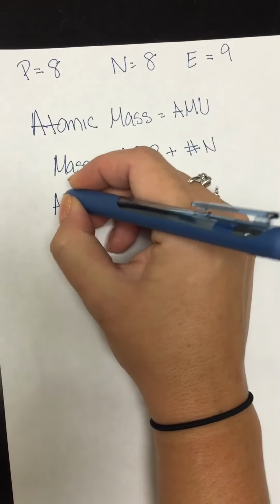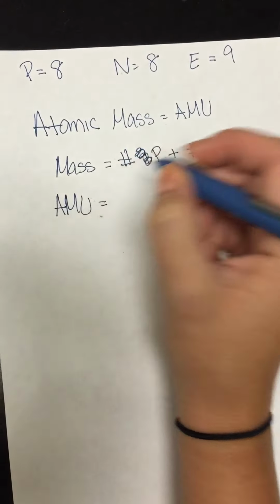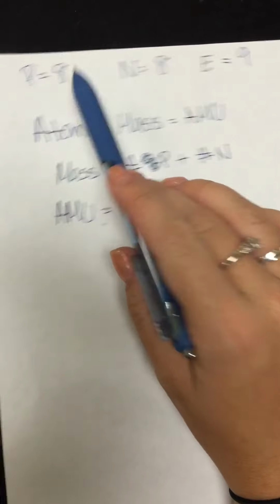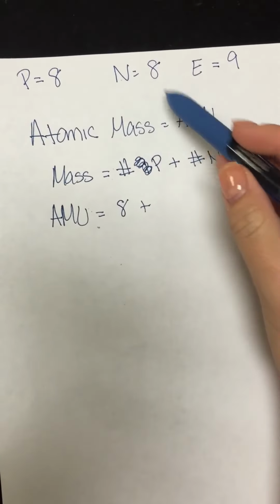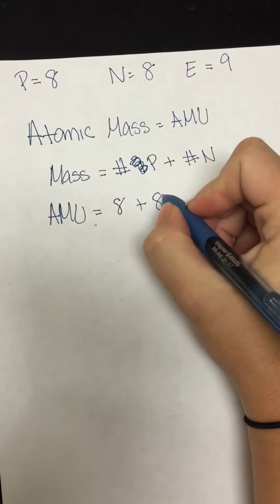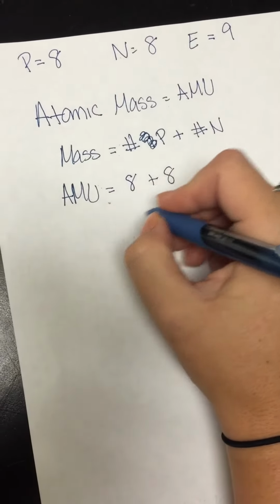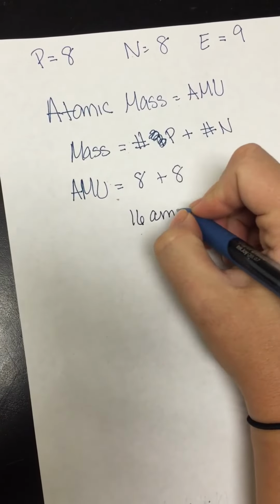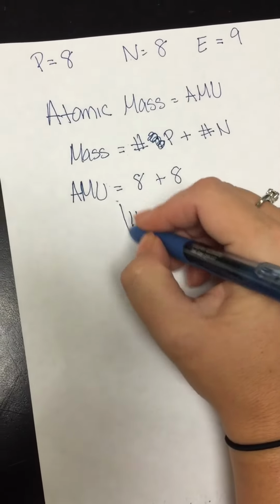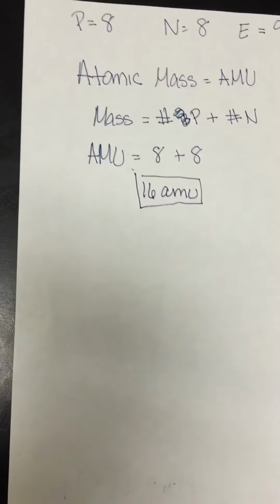So we can calculate the AMU by adding the number of protons, which is 8, to the number of neutrons, which is 8. So 8 plus 8, this is 16 AMU. This is the mass of our atom.